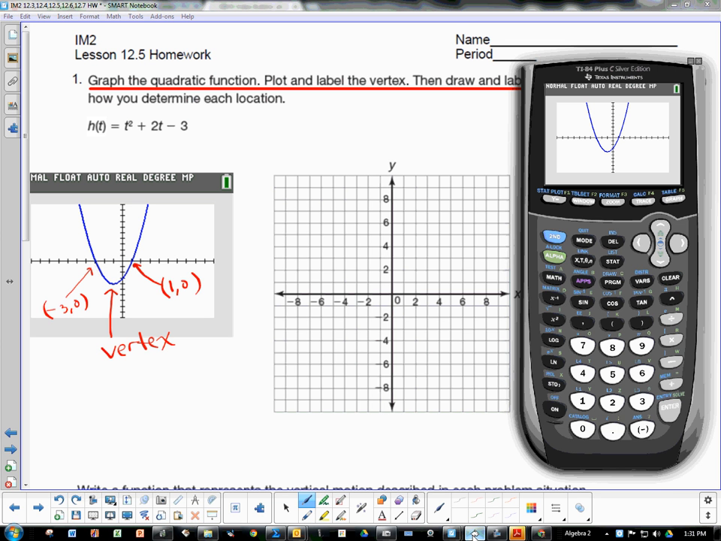Open up our calculator again, and we'll go second and trace. Let's find the minimum, number 3. We need to move to the left, and then we'll move to the right. Enter. There's our minimum. It looks like negative 1, negative 4. Negative 1, negative 4.